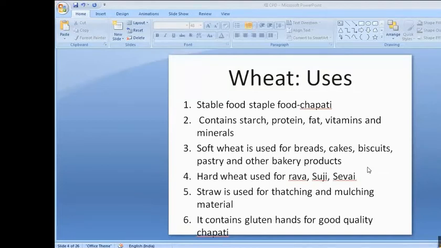Secondly, or thirdly, you can say that straw. Straw of wheat. Straw is the remaining part of wheat. That is called straw. It is whatever we consume and what is left, that is part of the plant. That is called straw. So this straw is used for thatching of roof. Thatching of roof means the hutments are there, and on these hutments, this straw can be used to cover the roofs.